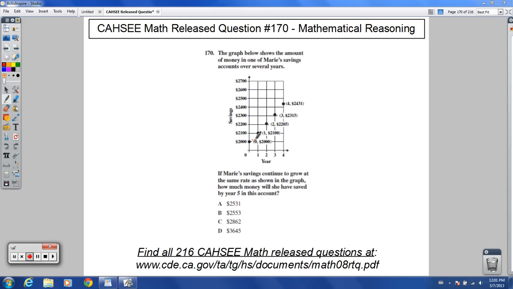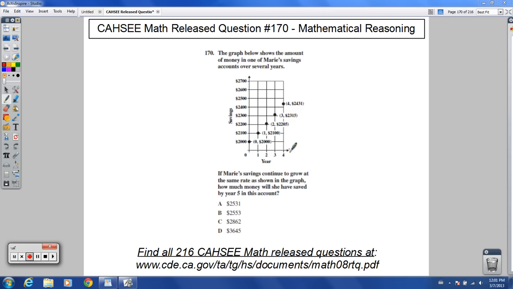So this isn't a perfect linear graph. It's pretty close to a line, but it's going to keep getting bigger and bigger a little more quickly as we expand, something called compound interest. But if Marie's savings continues to grow at the same rate as shown in the graph, how much money will she have saved by year 5 in this account?